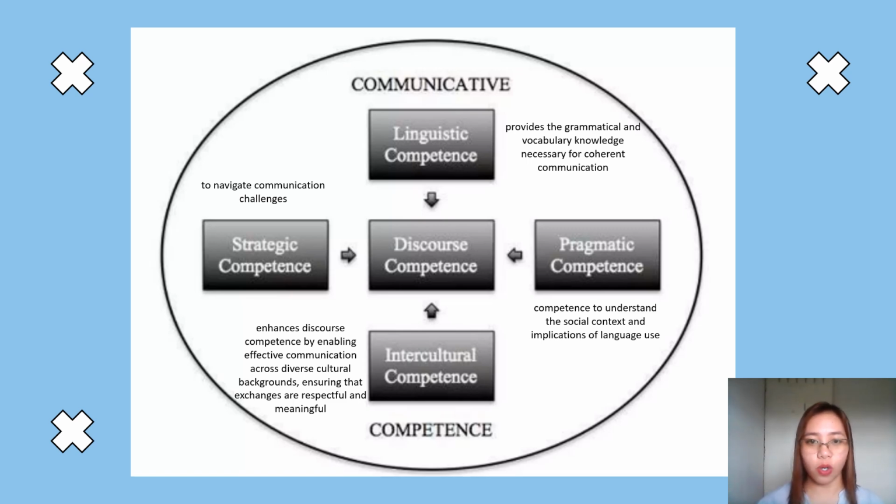So discourse competence is a crucial aspect of communicative competence, because it focuses on the ability to organize and connect ideas coherently in communication.